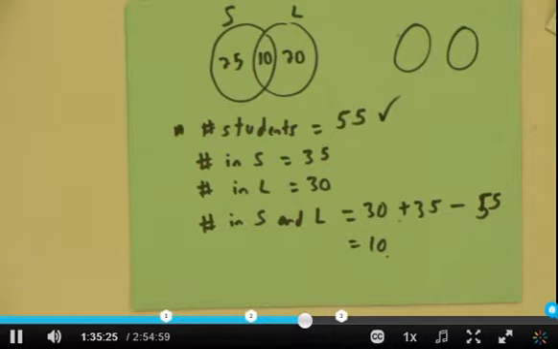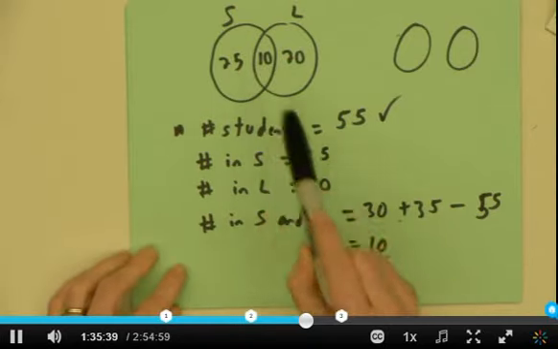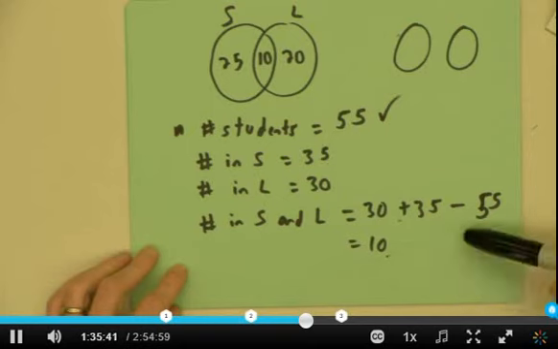So a Venn diagram will help you with counting those kinds of things, and this is particularly helpful when they're equally likely. If I were to ask you the probability of choosing a student who is in both statistics and literature, you would say it is 10 out of 55, and you could compute that using this same set of ideas.